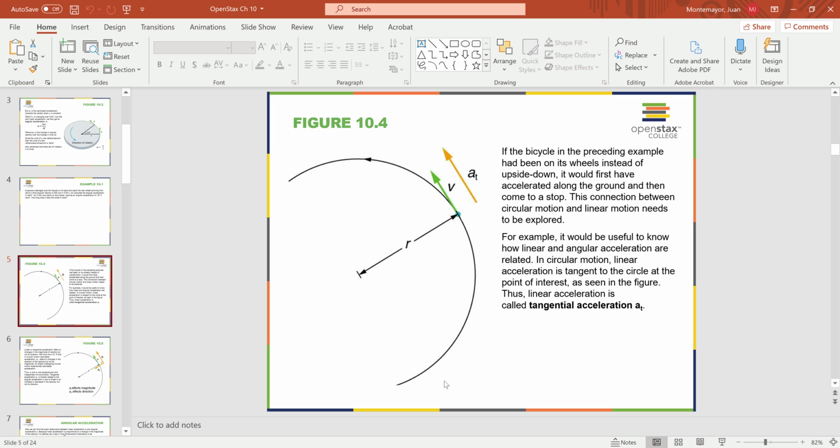If the bicycle in the preceding example had been on its wheels instead of upside down, it would first have to accelerate along the ground and then come to a stop. This connection between circular motion and linear motion needs to be explored. For example, it would be useful to know how linear and angular acceleration are related. In circular motion, linear acceleration is tangent to the circle at the point of interest, as seen in this figure. Thus, linear acceleration is called tangential acceleration, AT.